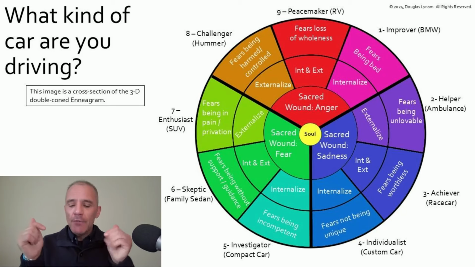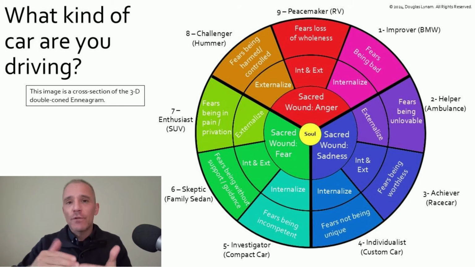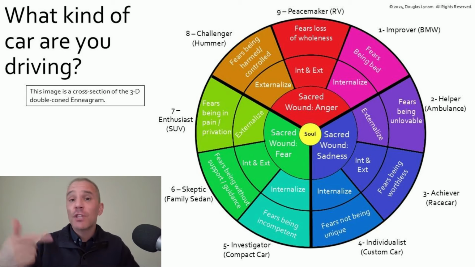All right, if you have an externalized sadness, you become a type 2, meaning you feel that shame and grief about how you think others perceive you, and that creates your greatest fear of being unlovable. So 2s become the helper, or I call them the ambulance of egos. They're always running around, being of service, being of use, which is a good thing, but they tend to have a hard time taking care of themselves.